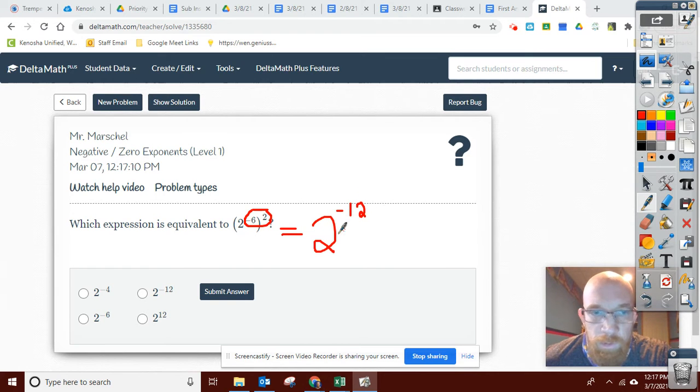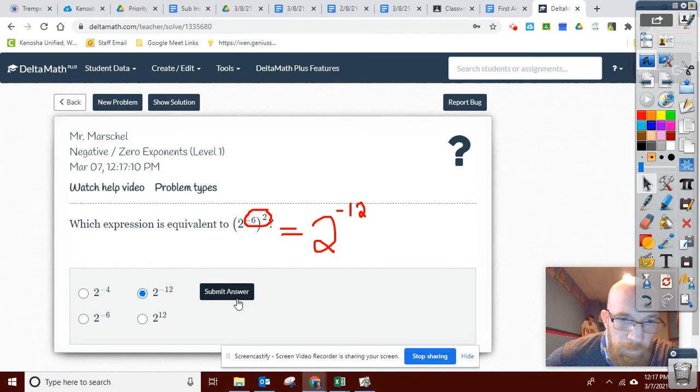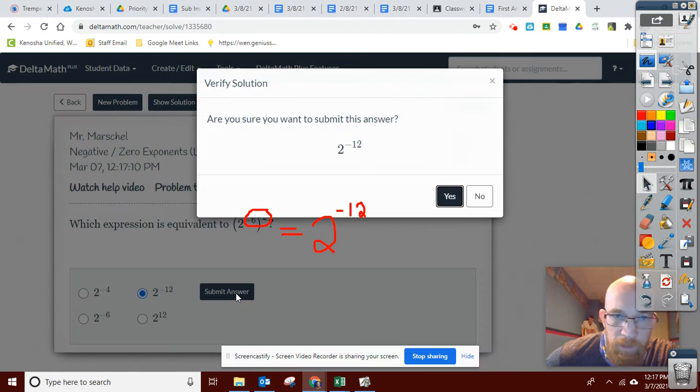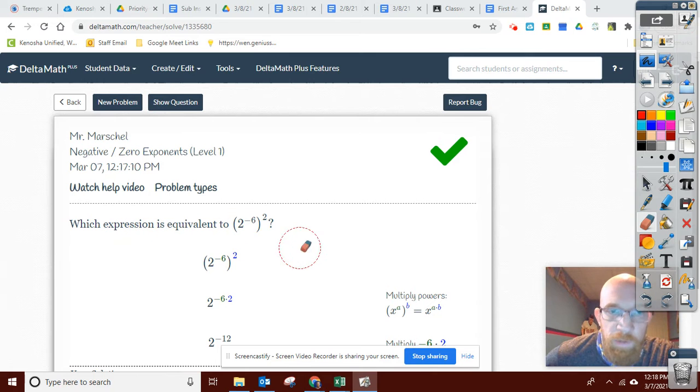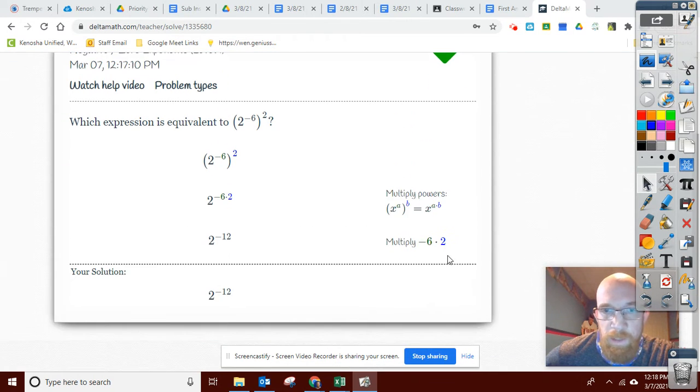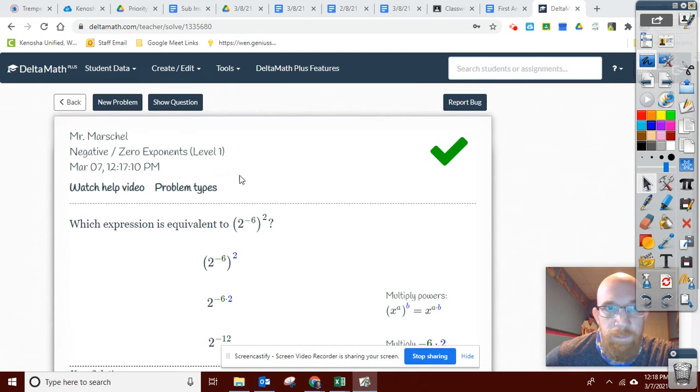So the first thing you would do is look and say, do you have an answer down here that says that? And we do, right there. 2 to the negative 12, so that is exactly the same. So you should click submit answer. Let's just see what happens when we do that. And we get it right. And the reason why that's acceptable is because it said, which expression is equivalent to that? It's not fully simplified, it's just equivalent. And we just multiply the powers, and that's how we do that.